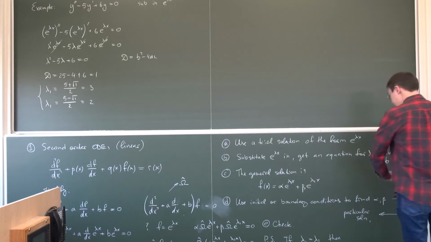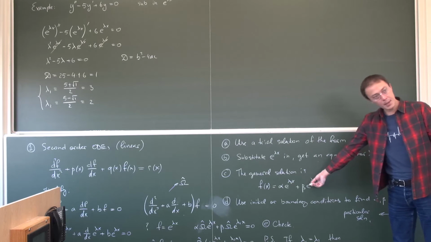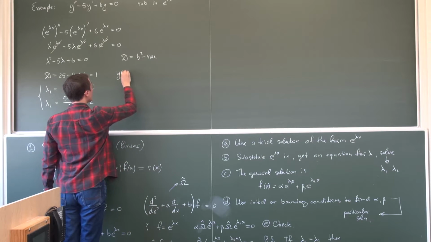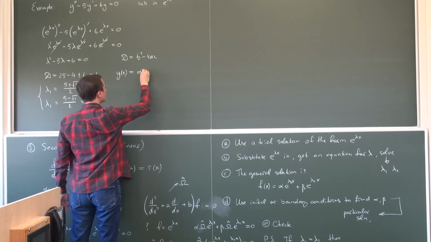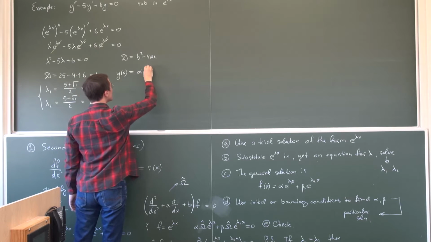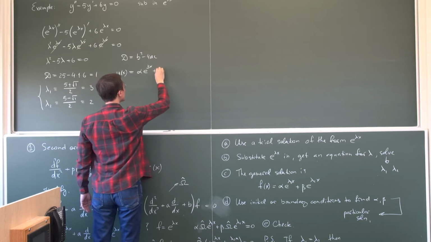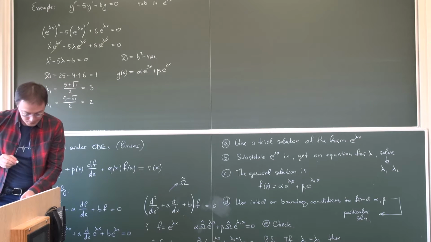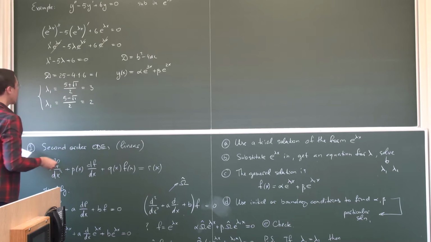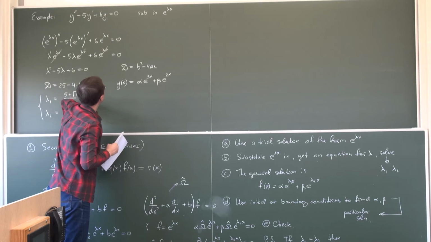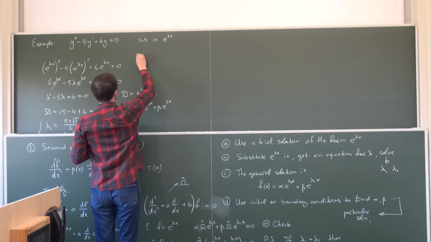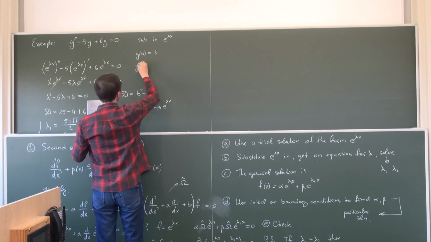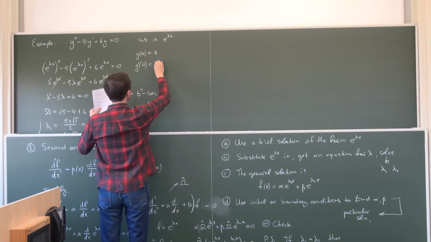We found lambda 1 and lambda 2, so it is time to assemble our general solution. Our y of x is alpha e^3x plus beta e^2x. We are also given an initial condition. We are told, as a starting problem, that y of 0 was 3 and y prime of 0 was 8.